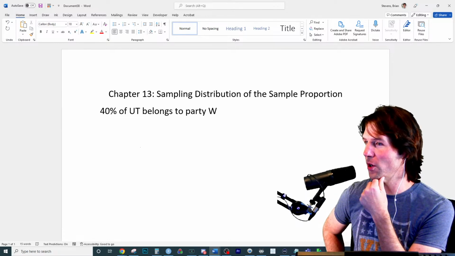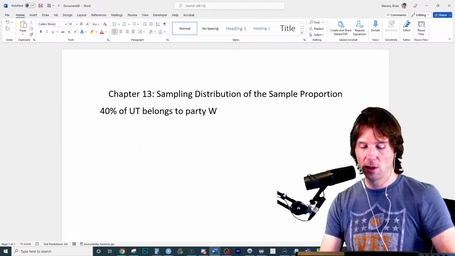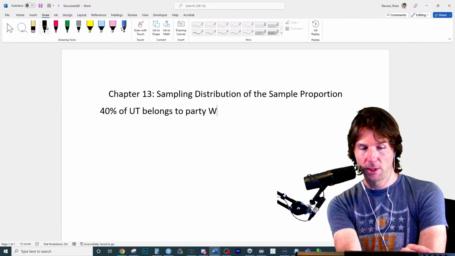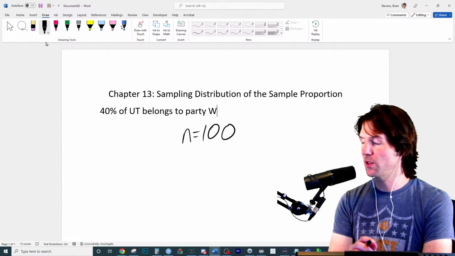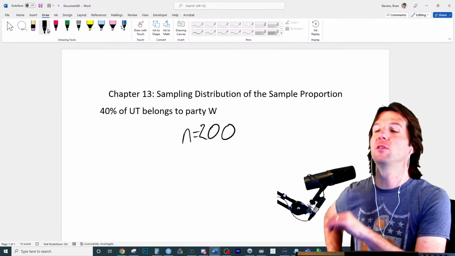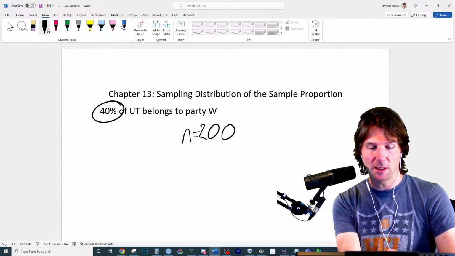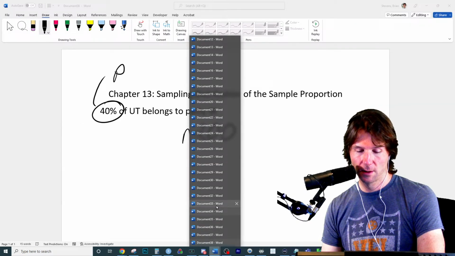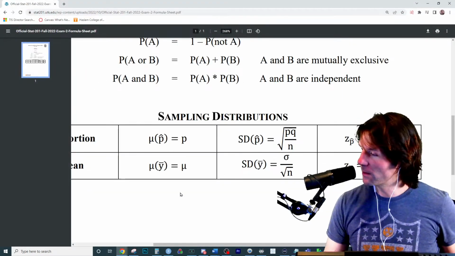Okay. So you go and you sample UT students. What percent of UT students would you expect to be part of party W? If you just take a sample of 100 UT students, your sample size is 100 UT students. Or we could do 200 because that makes the numbers a little bit more fun on the later portions. What percent of UT students would you expect to be part of party W? This is the truth. 40% of students belong to party W. I can just go to the formula sheet. What percent would you expect?